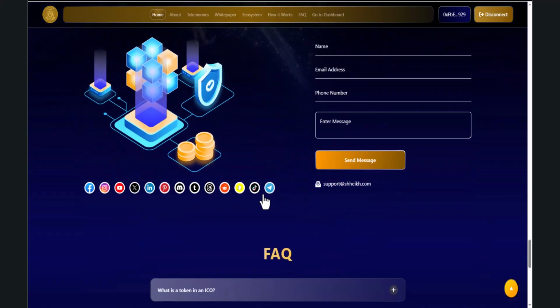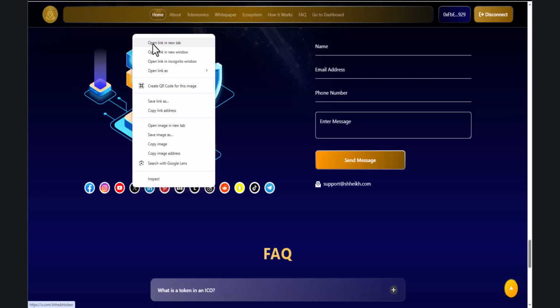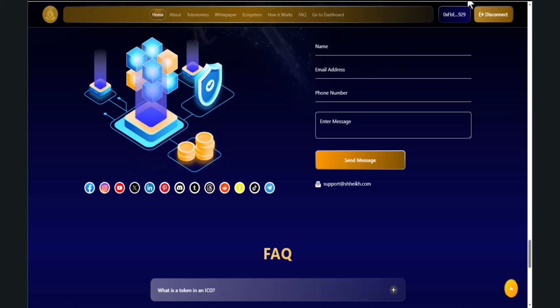So guys, in the last, you can see some of its social media communities, in which Facebook, Instagram, YouTube, X, LinkedIn, Pinterest, Discord, Tumblr, Threads, Reddit, Snapchat, TikTok, and Telegram are available here. You must join all of these communities to get its news and updates.